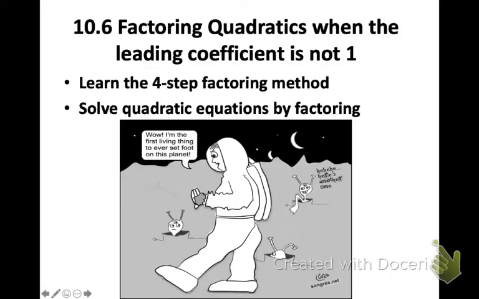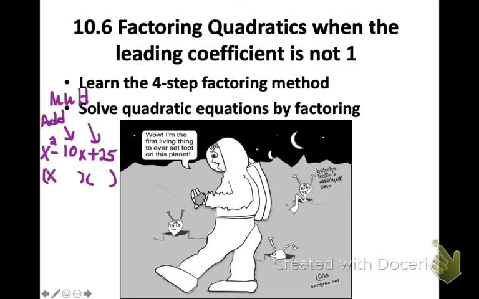In lesson 10.6, we're going to factor quadratics when we do not have a leading coefficient of 1. In a previous lesson, we looked at something like x squared minus 10x plus 25, and we said we needed to find factors that multiplied to a positive 25, yet added to our linear term negative 10x.